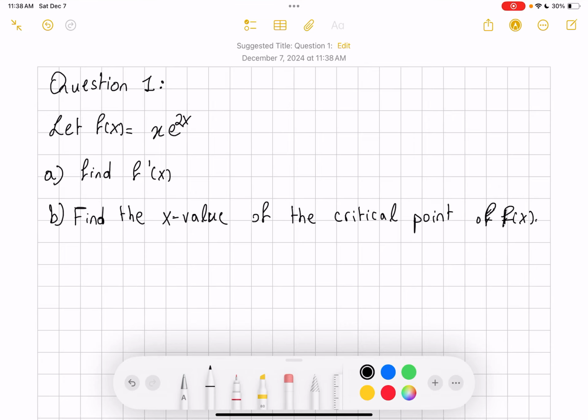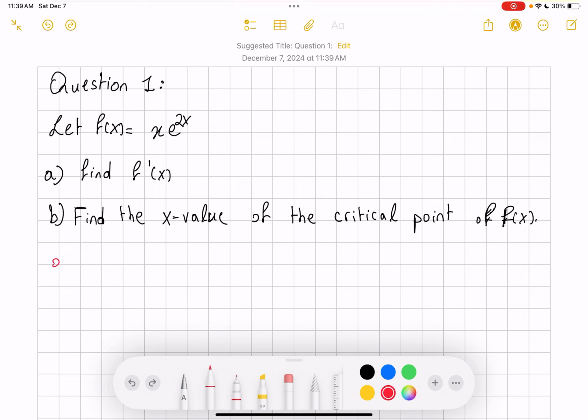This is going to be the last video for the practice drill for Unit 2. This video is also going to have 4 questions, similar to the second and first video. So in the first question we've got f of x is equal to x e to the power of 2x. We've got 2 sub-questions. The first question is basically to find f prime of x.